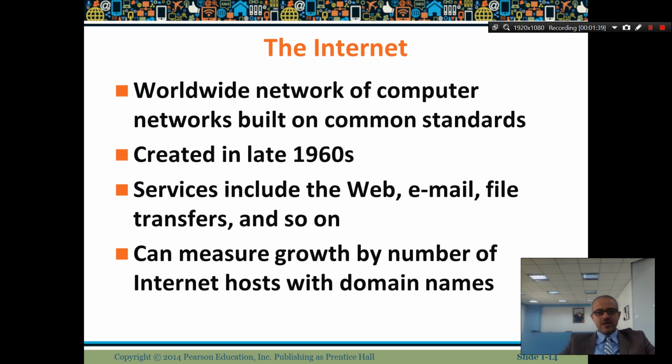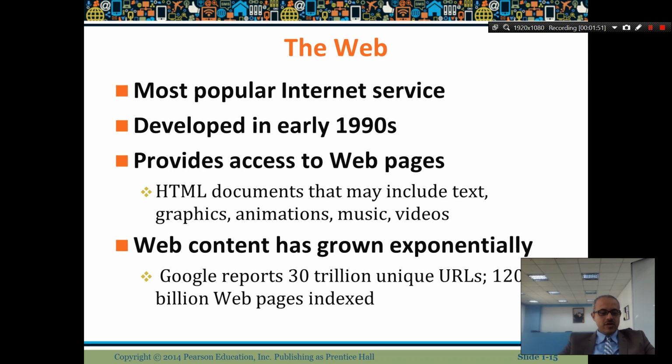The internet, a worldwide network of computers, was created in the 1960s. Services included web, email, and file transfers; growth is measured by the number of internet hosts and domain names. And what is the web? The web is the most powerful internet service. So we've got the internet, which is the network of computers, and then we've got the web, which is the service, which is what you see on the Explorer or the internet browser or your Chrome.